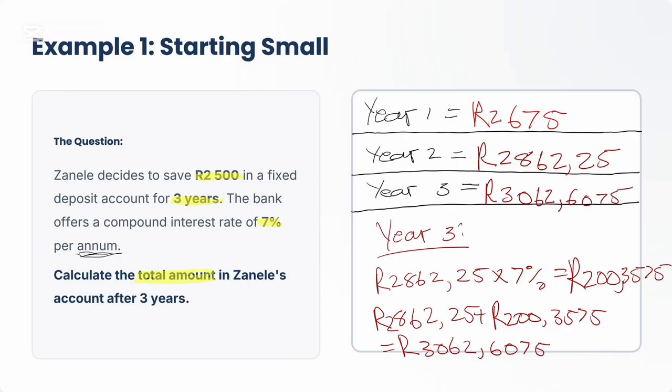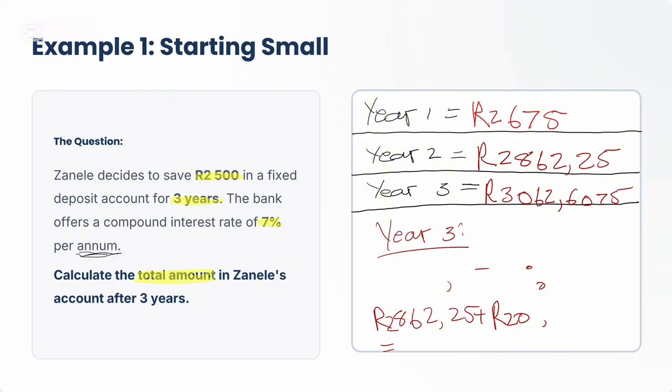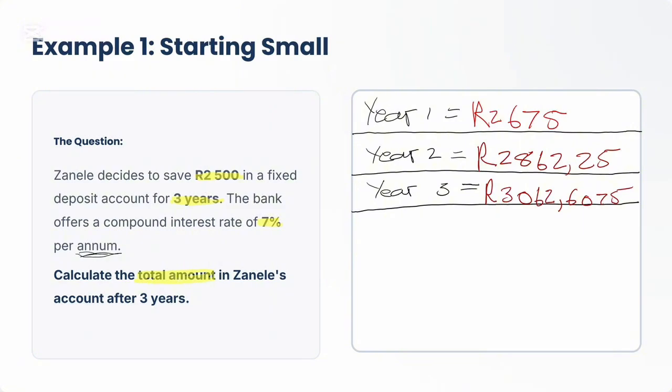Now obviously when you write it down, you will round it off to 2 decimal places, as the question says. If you round that off to 2 decimal places, it will be 3,062.61, and that, ladies and gentlemen, is your final answer. That is the first example.